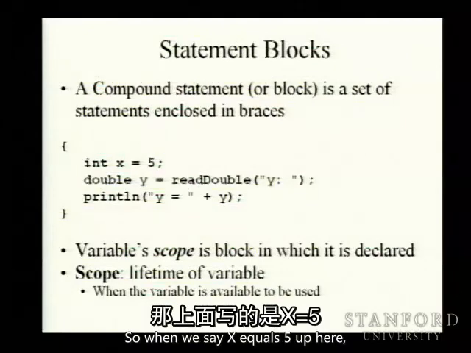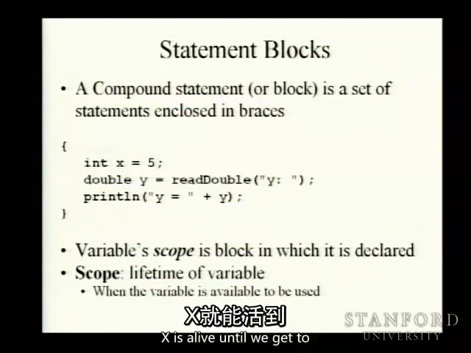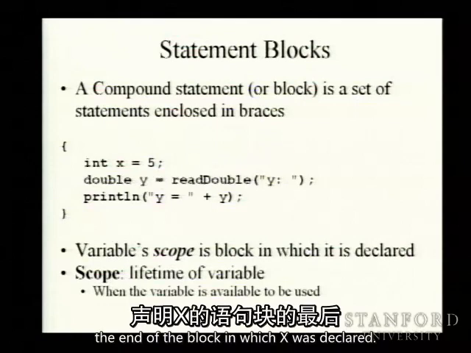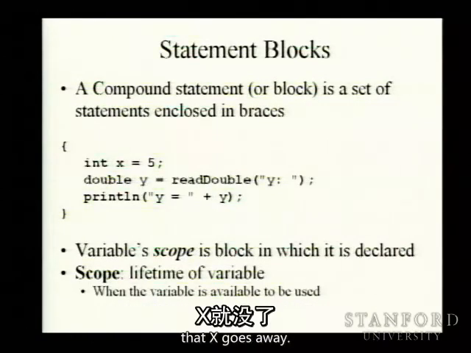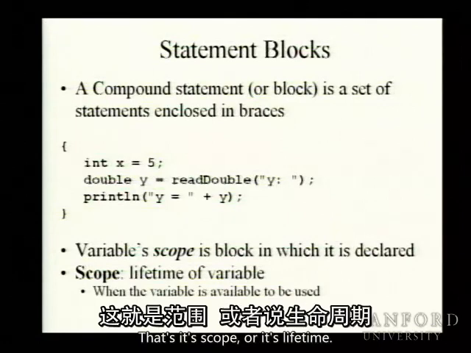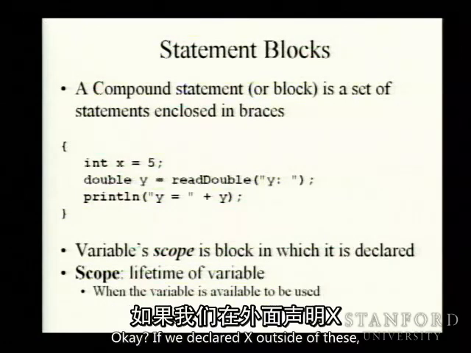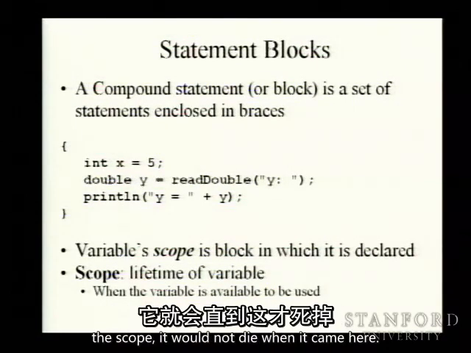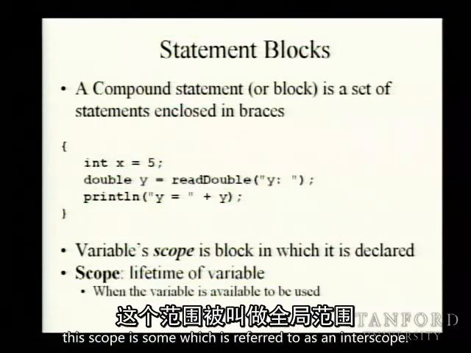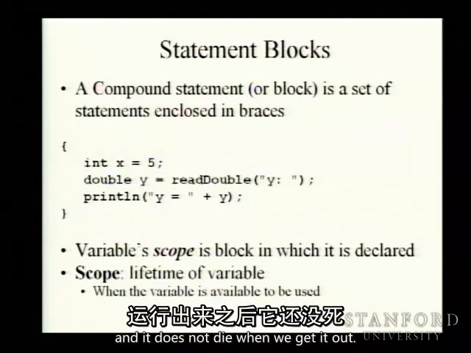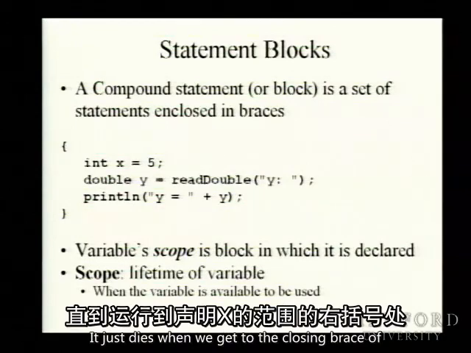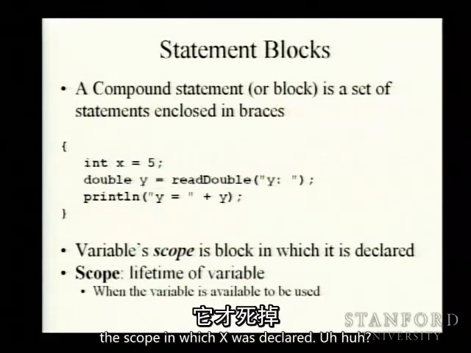So when we say x equals 5 up here, x is alive until we get to the end of the block in which x was declared, which means when we get to a closing brace, that x goes away. That's its scope or its lifetime. If we declared x outside of the scope, it would not die when it came here. If x was declared out here, this scope is what's referred to as an inner scope. x is still alive inside the inner scope, and it does not die when we get out. It just dies when we get to the closing brace of the scope in which x was declared.